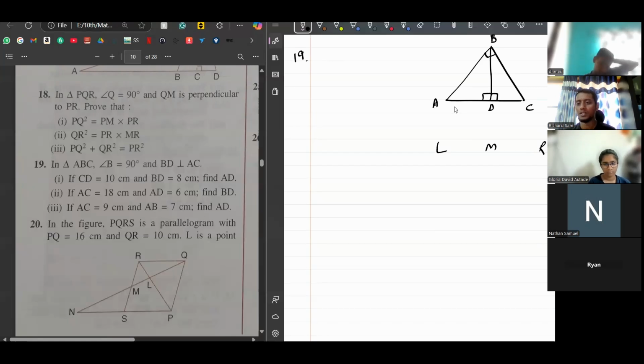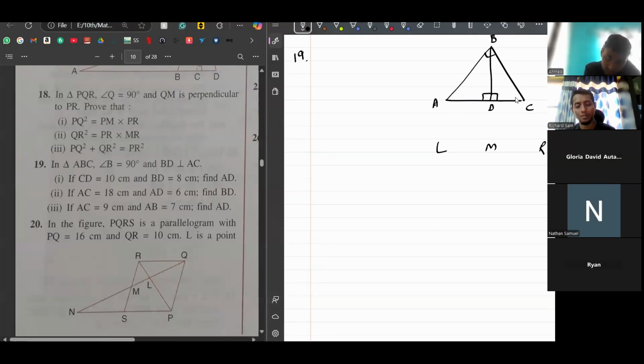How do we show that the left triangle and middle triangle are similar? Left and right we can't prove. What we can prove is left and middle. How do we do that? 90 degrees here, 90 degrees here. Both the triangles have 90 and both have this common angle A. So by AA, we can prove that left and middle are similar.